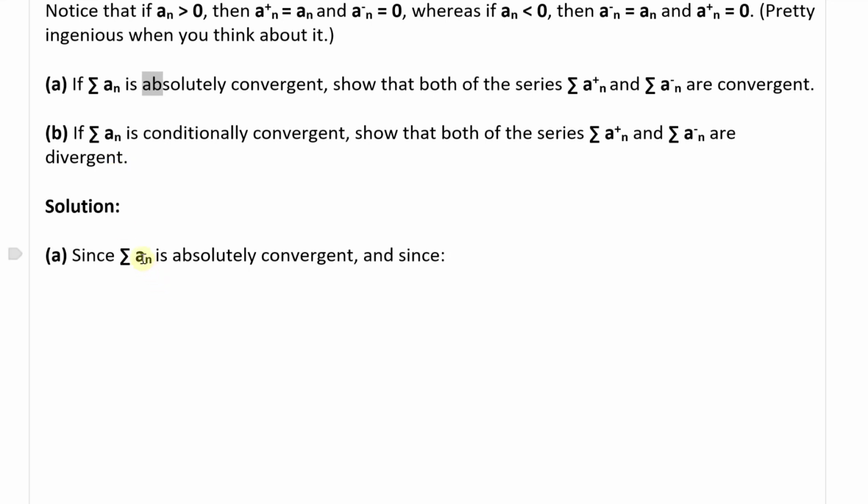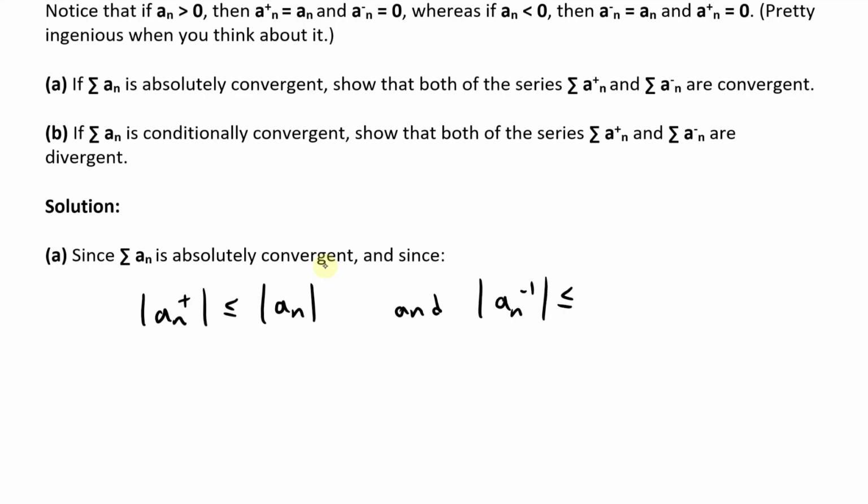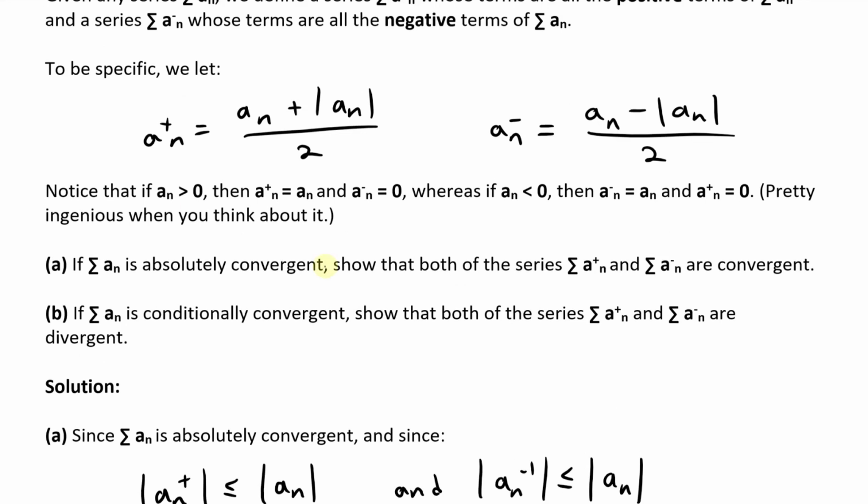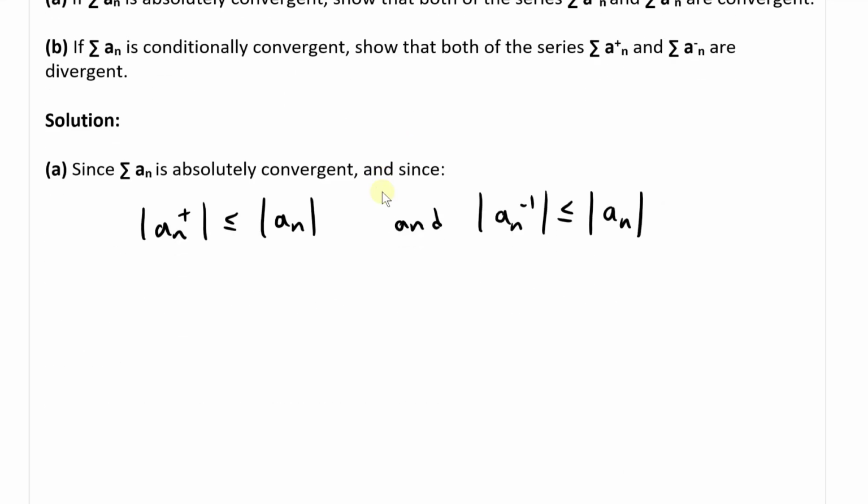Solution: since the series, the summation of a_n, is absolutely convergent, and since a_n plus is less than or equal to the absolute value of a_n, because a_n plus can either be a_n or 0, it's less than or equal to this. And a_n minus is also less than or equal to the absolute value of a_n, because again it can either equal a_n or equal 0, depending on whether a_n is positive or negative.